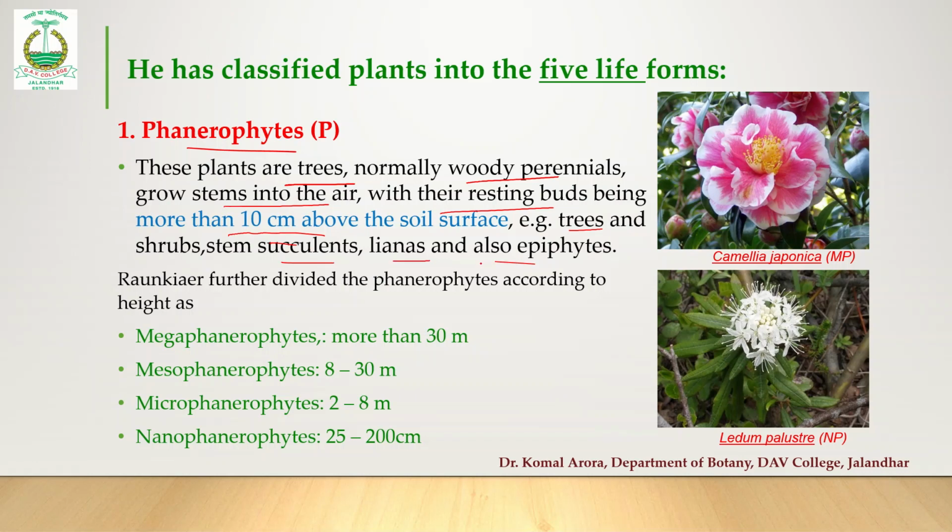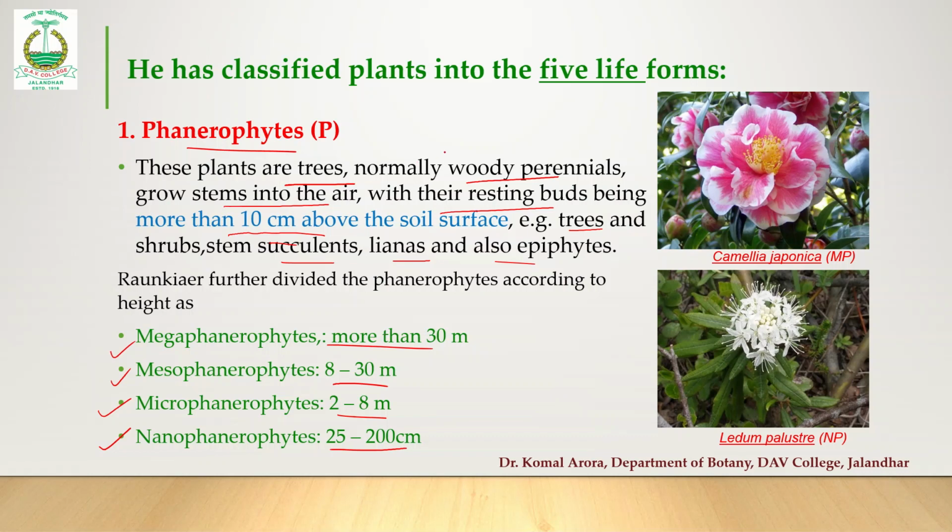Epiphytes was a fresh addition to this category, which later on we shifted. That we'll discuss later on. Now, the phanerophytes were further divided on the basis of height into the nanophanerophytes, which have a height of 25 to 200 centimeters. Microphanerophytes, which have a height of 2 to 8 meters. Mesophanerophytes, 8 to 30 meters. And megaphanerophytes, very, very tall trees which have a height of more than 30 meters. So on the basis of height, the plants have been classified into various phanerophytes.